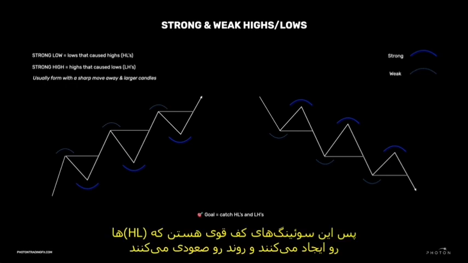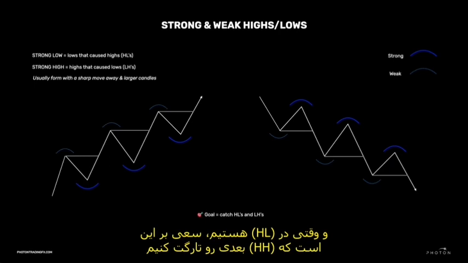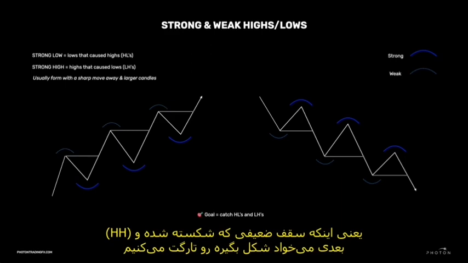It is these strong swing lows that make up the higher lows in a bullish trending market, and it is those higher lows that we are trying to catch and position ourselves long to capitalize on that next bullish leg. And once we are in that higher low, we are then going to try and target price to make the next higher high. So we're targeting that weak high being broken to form a higher high.